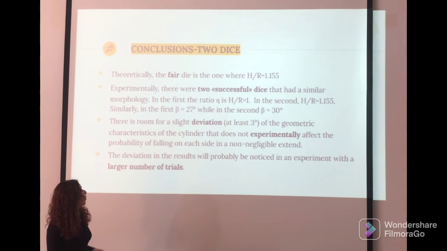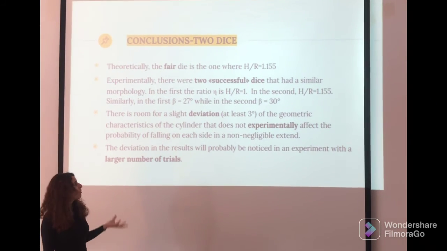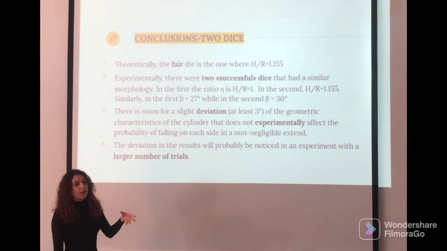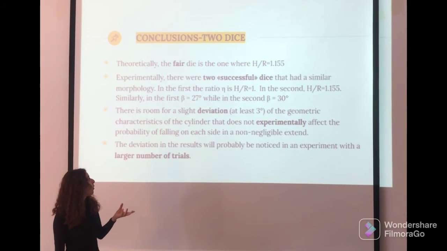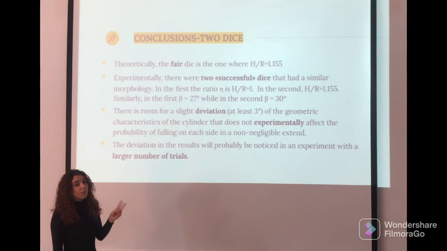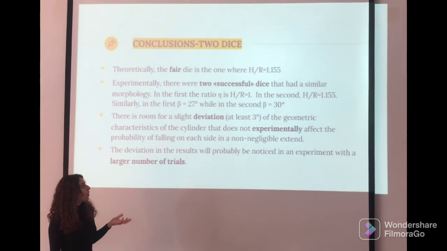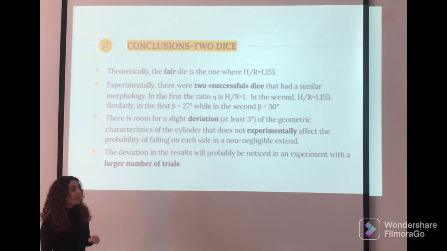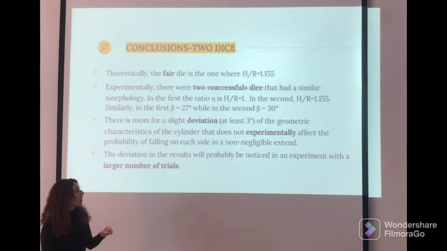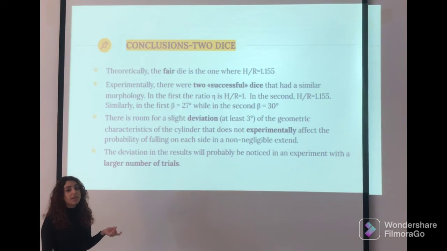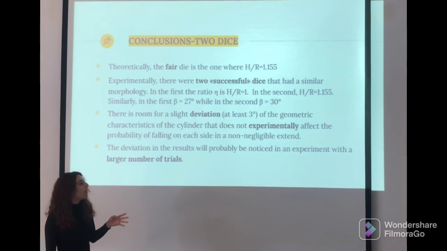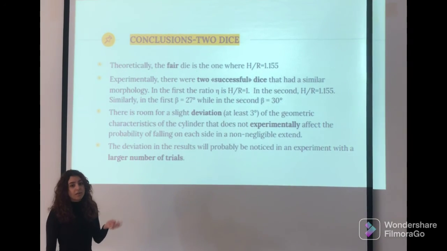So, again for the conclusions, theoretically, the third die is the one where height over radius is 1.155. Experimentally, there were two successful dice that had similar morphology. In the first, the ratio of h over r is 1. In the second, the ratio of h over r is 1.155. Similarly, in the first angle B is 27 degrees and in the second, B is 30 degrees.